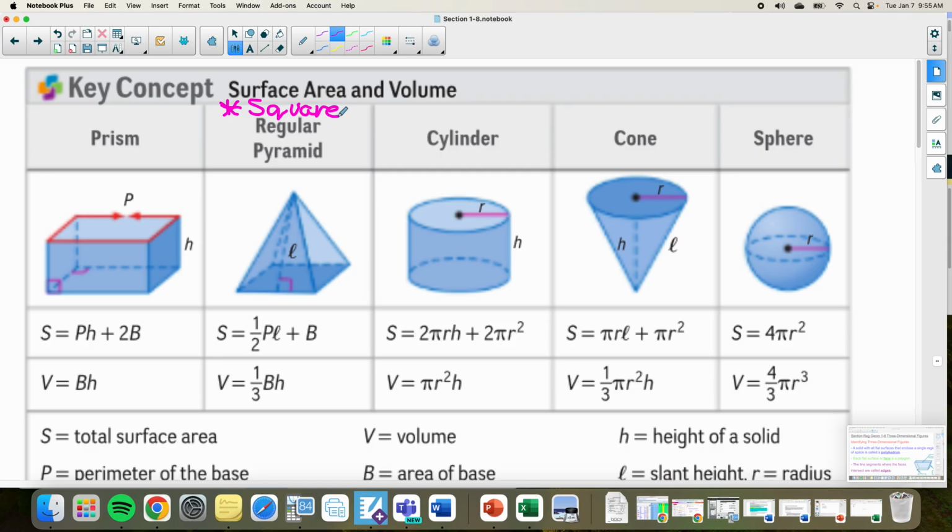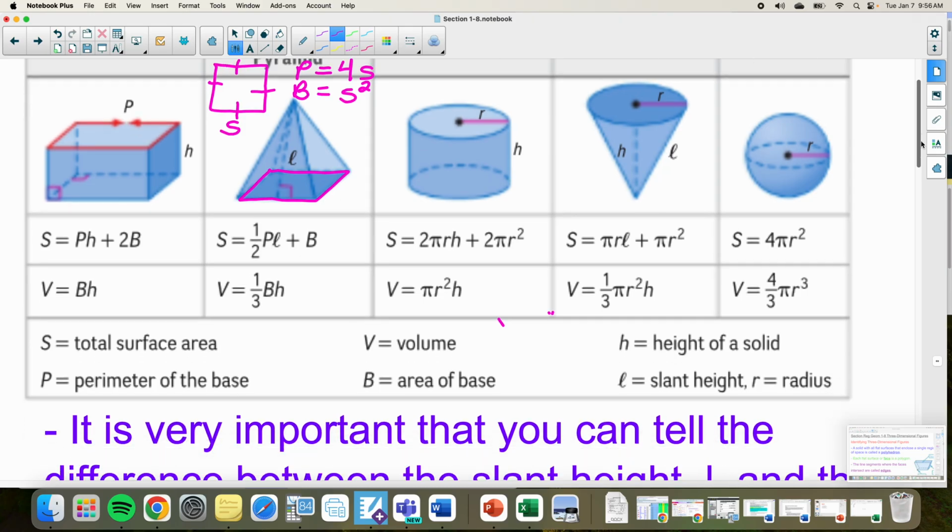So you can always assume that that base is a square. Okay, so when you do the perimeter of it, you can go 4 times one of the sides, okay? And capital B is the area of that base, which you could either go side times side or side squared. So that's how we find P and B for the pyramid.